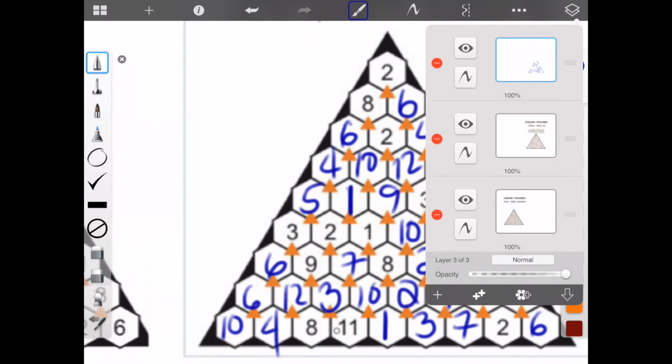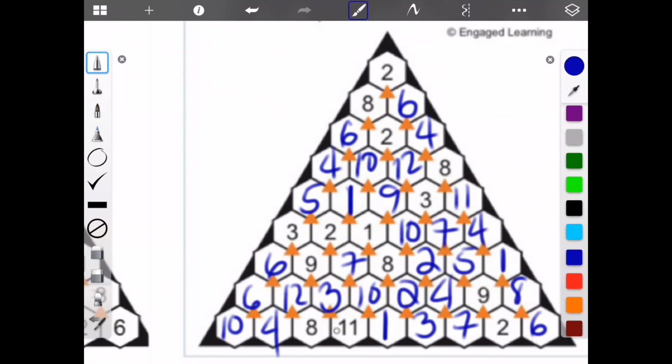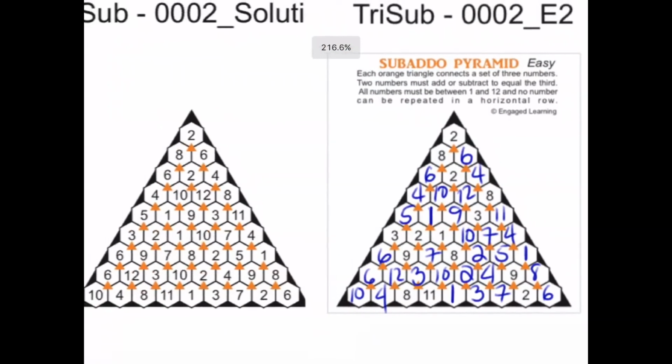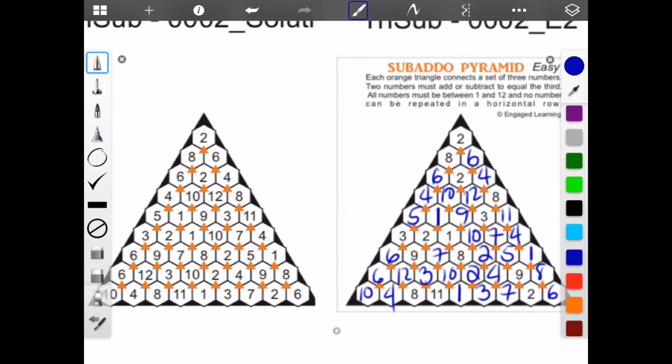Let me zoom out so you can see. Come on, zoom out. Alrighty. So we have 2, 8, 6, 6, 2, 4, 4, 10, 12, 8, 5, 1, 9, 3, 11, 3, 2, 1, 10, 7, 4, 6, 9, 7, 8, 2, 5, 1, 6, 12, 3, 10, 2, 4, 9, 8, 10, 4, 8, 11, 1, 3, 7, 2, 6.